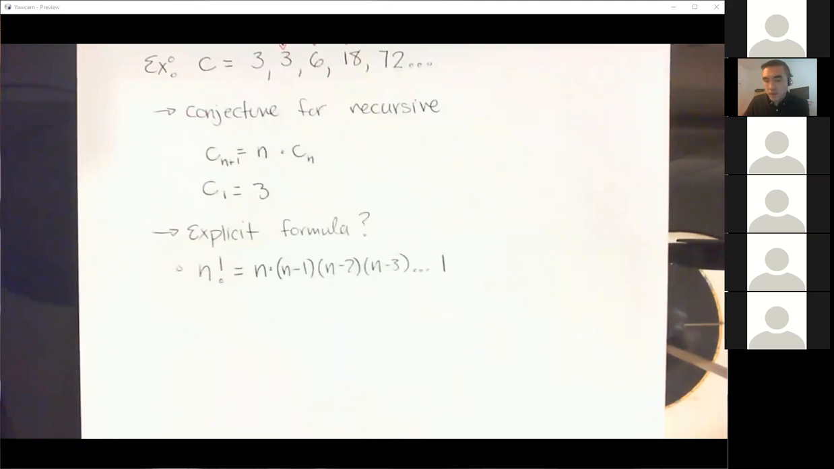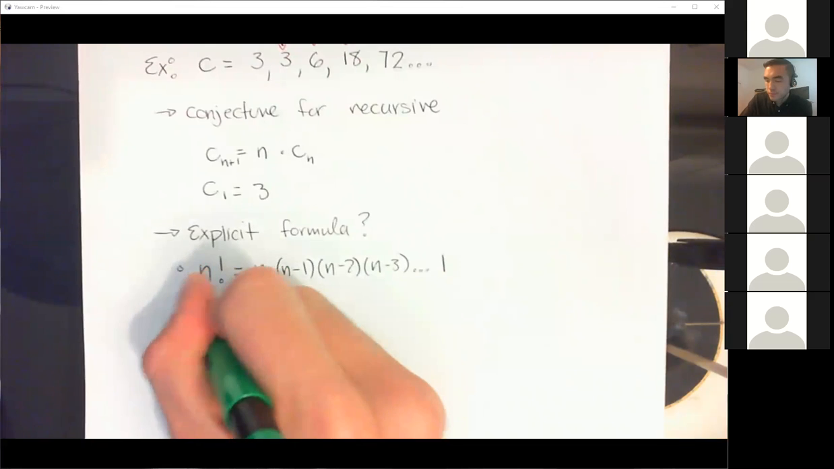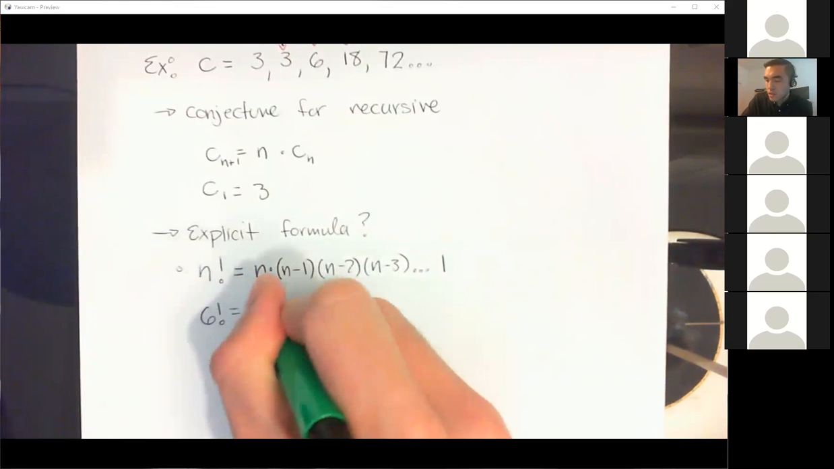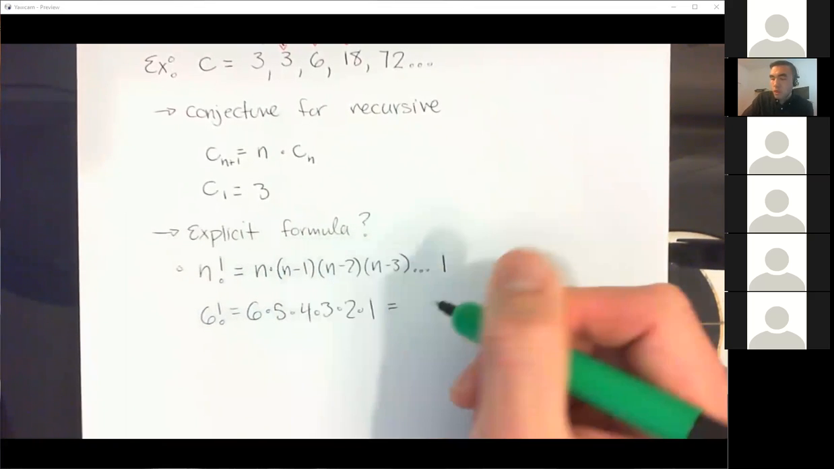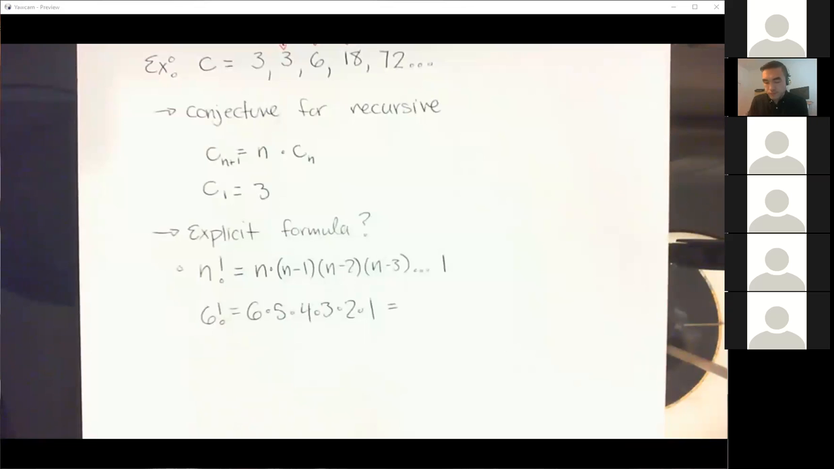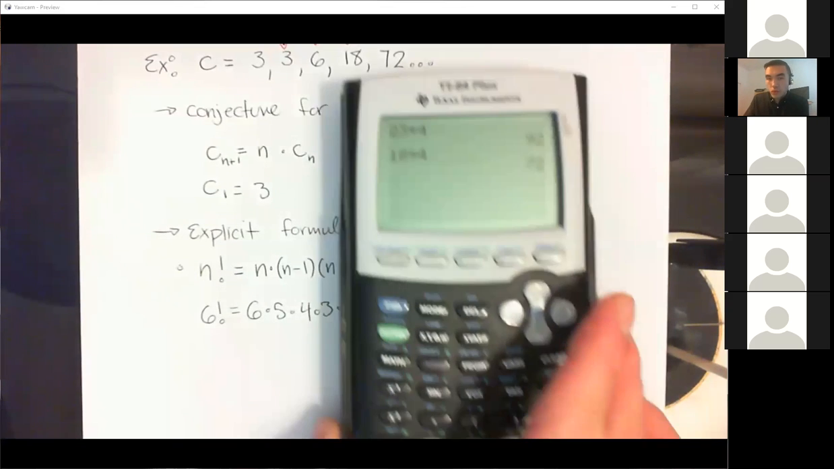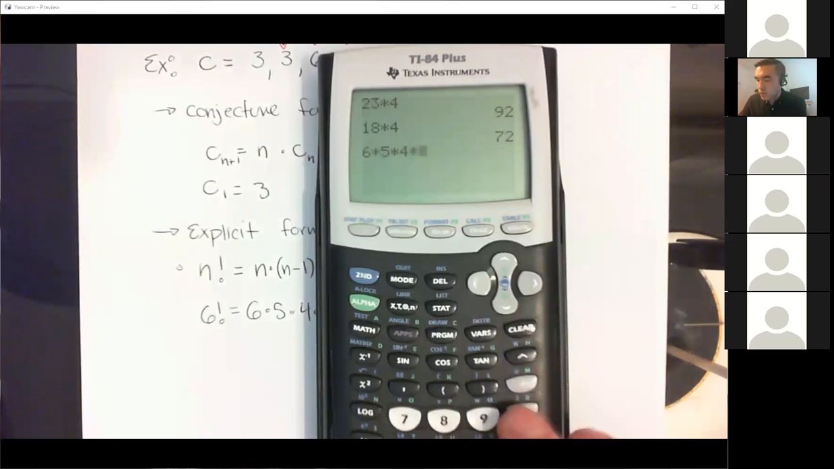So this is to say that 6 factorial is equal to 6 times 5 times 4 times 3 times 2 times 1, which we could do on our calculators. We could say 6 times 5 times 4 times 3 times 2 times 1. And so 6 factorial is 720. However, because of the very, very common use of factorials in mathematics, the TI-84 and all of your calculators will have a factorial button on it.